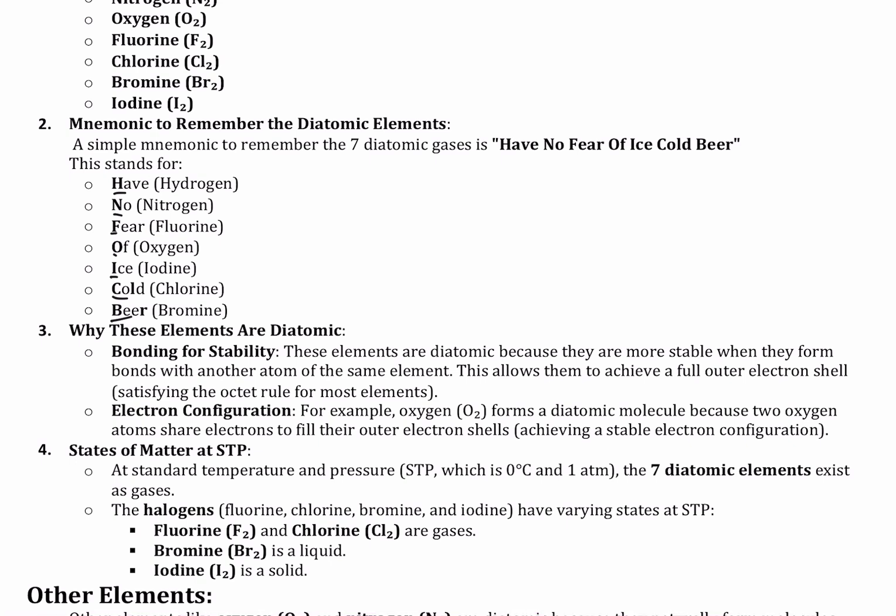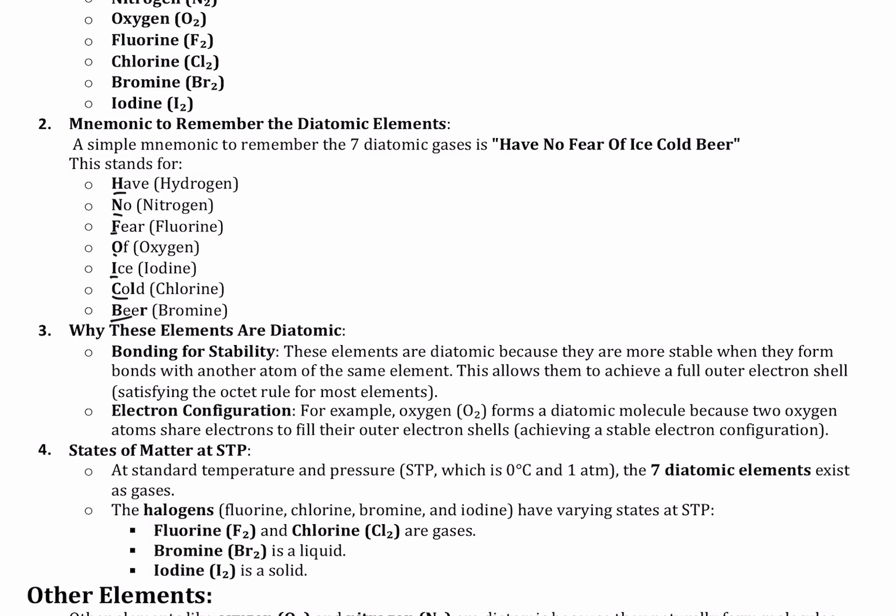I'd like to give an example for this. An example would be oxygen atoms sharing 2 pairs of electrons to form O2, giving both a stable configuration. So when oxygen pairs with another oxygen forming O2, it gives them the stable electron configuration that's needed.